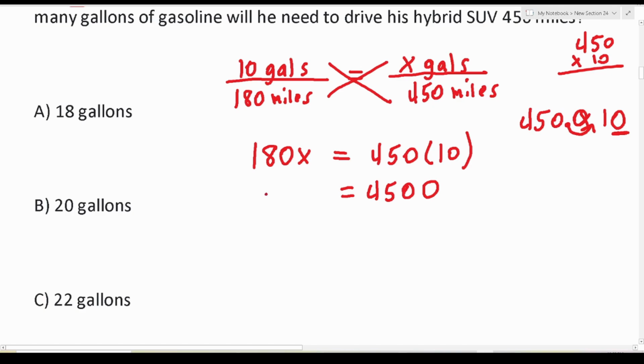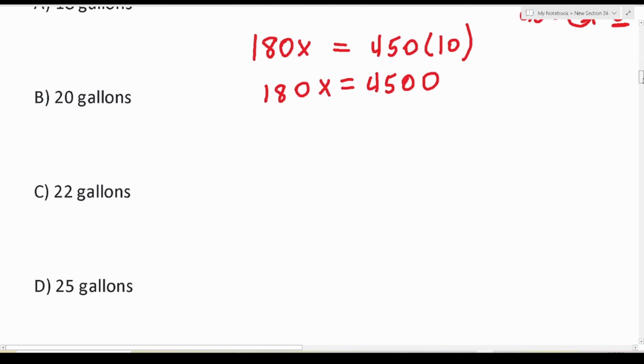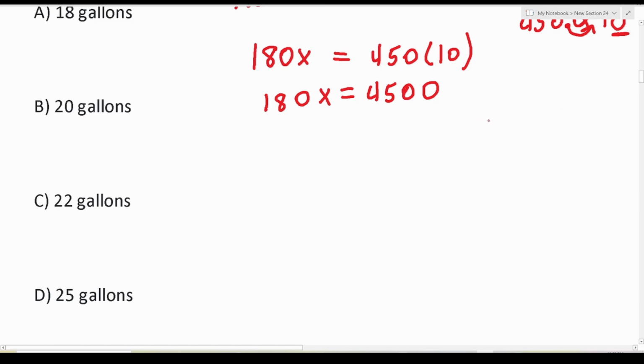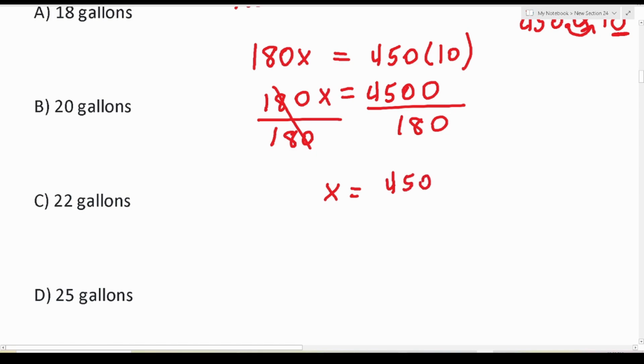Of course, this equals 180x. All right, so now we're just solving for x. So we want to get x by itself now. To do that, we're going to divide both sides by 180. This crosses out, leaving you with x equals 4,500 divided by 180.